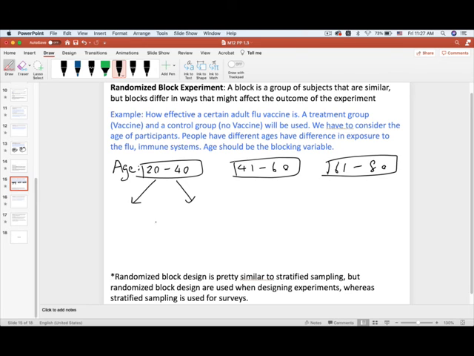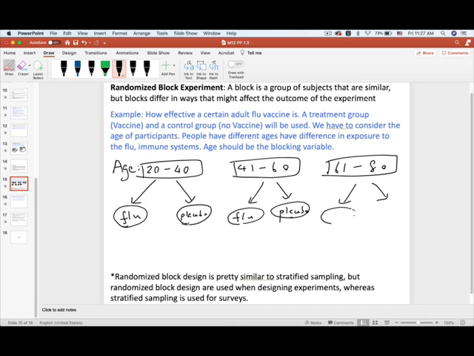For each subgroup, I'm going to divide it into 2 groups. The first one here, they're going to receive the flu vaccine. And another group, they're going to receive the placebo. Same idea for the second one, they're going to get the flu vaccine, and another group gets the placebo. This one also, we're going to get the flu vaccine and also the placebo from this group. Now we can compare.